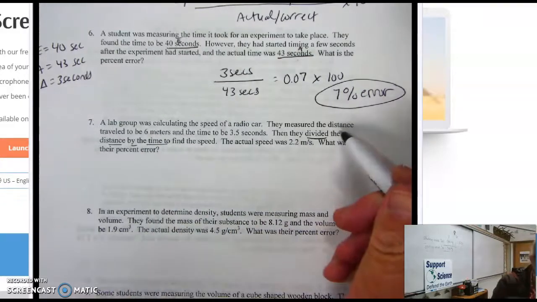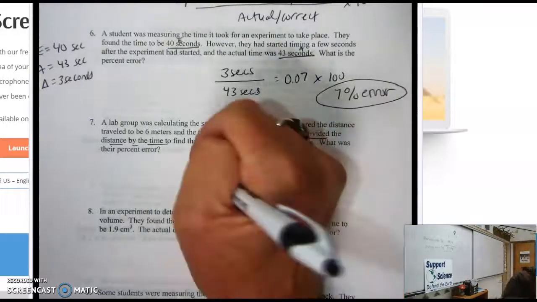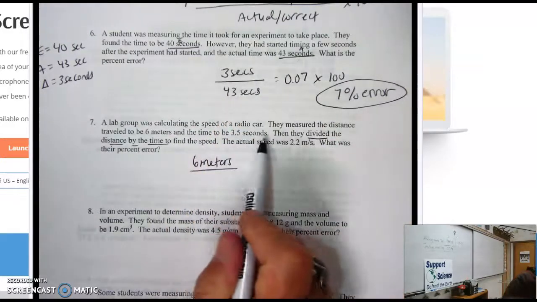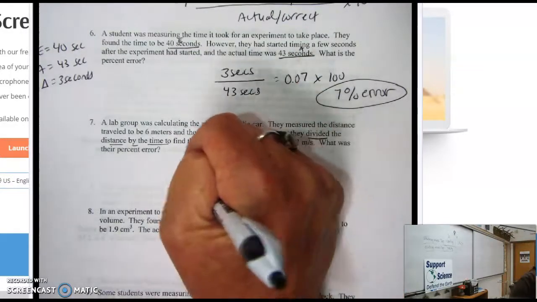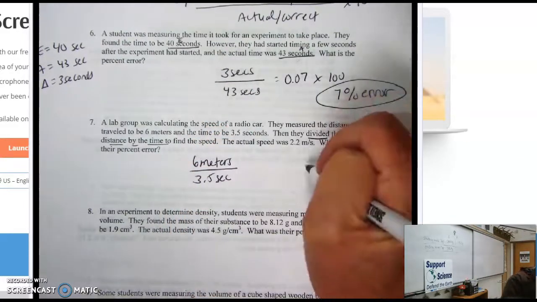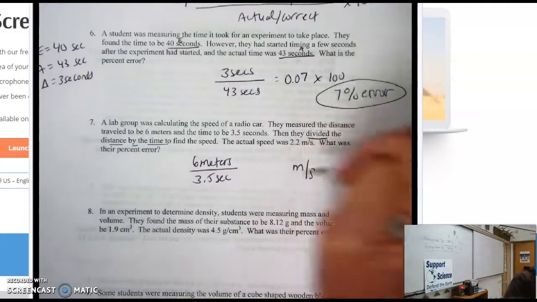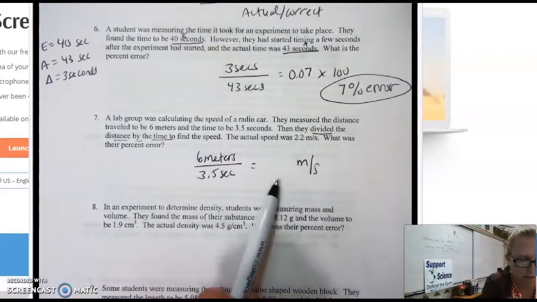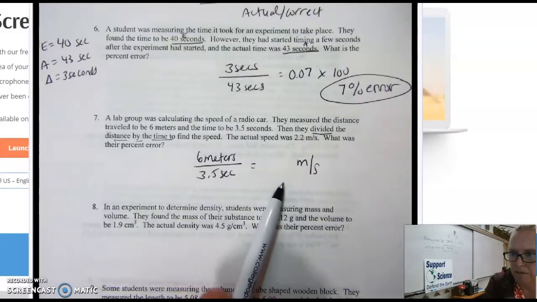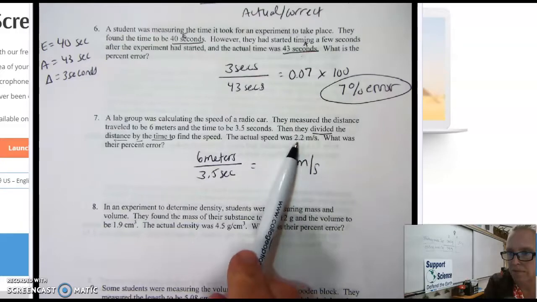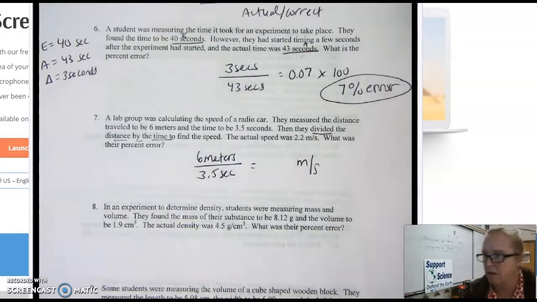So divide distance, I'll show that to you, of 6 meters divided by time, 3.5 seconds. Okay, and then your units are going to be in meters over second, right? Okay, and then you can use this value to figure out the percent error. This is going to be your experimental value, and this is your actual value, your correct value, okay? Hopefully that gets you where you need to be for that problem.